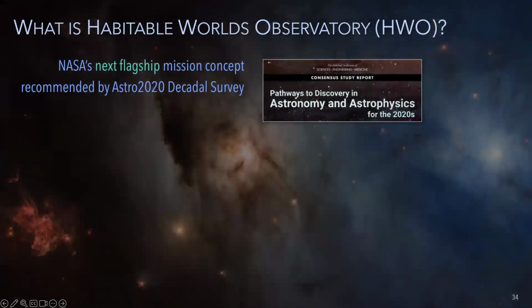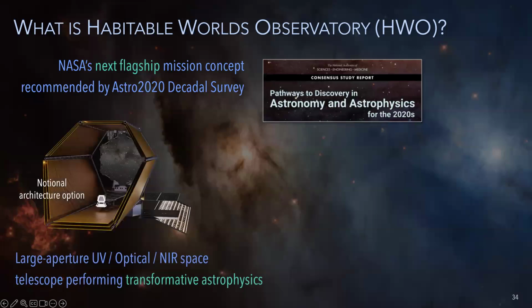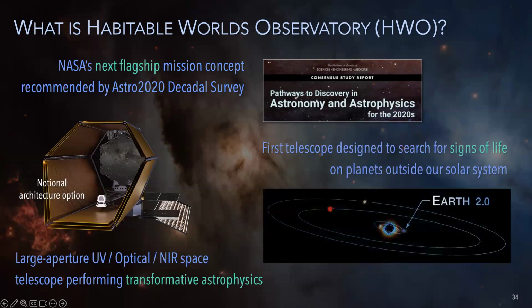Looking to the future, and I'm almost done with this talk, I want to talk briefly about the Habitable Worlds Observatory. The Habitable Worlds Observatory is the next flagship mission that would supersede JWST, that would come after JWST. It was recommended by the American National Academy of Sciences Astronomy and Astrophysics Decadal Report for the 2020s. It recommends a large aperture, ultraviolet optical near-infrared telescope that would enable transformative astrophysics. And it would be the first telescope designed specifically to search for signs of life on planets outside our solar system.